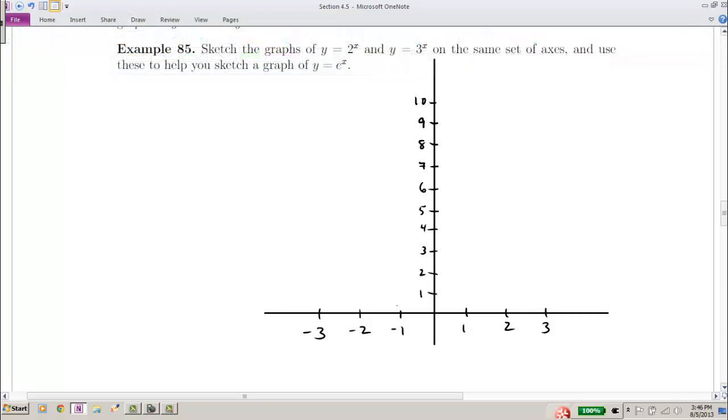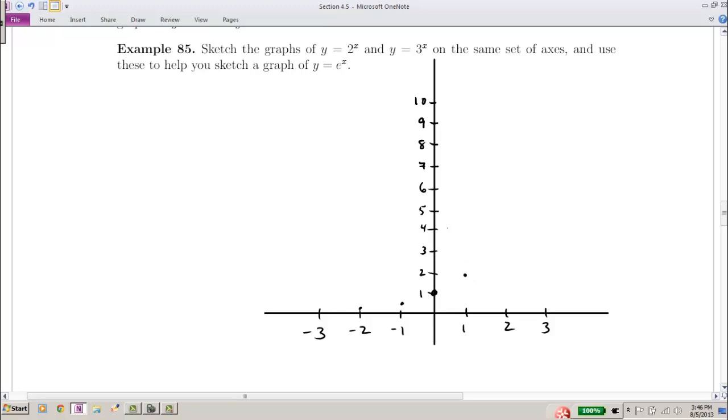So I'll do 2 to the x first. We know that 2 to the 0 is 1. At -1, 2 to the -1 is a half, right, and 2 to the -2 is a quarter. And you can go back to what we did a couple examples ago when we sketched this out, if you want to see where we calculated those y coordinates.